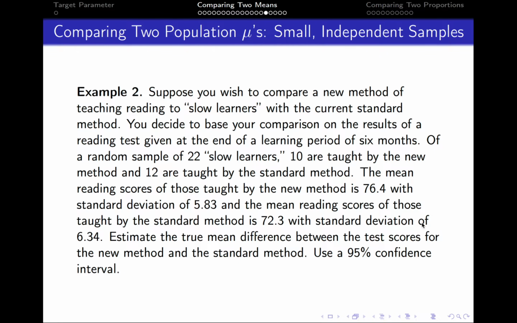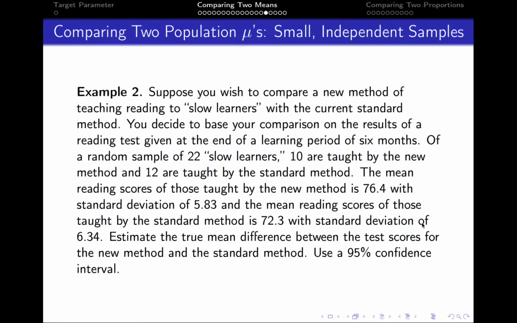The mean reading scores of those taught by the new method is 76.4 with standard deviation of 5.83, and the mean reading scores of those taught by the standard method is 72.3 with standard deviation of 6.34. Estimate the true mean difference between the test scores for the new method and the standard method. Use a 95% confidence interval.